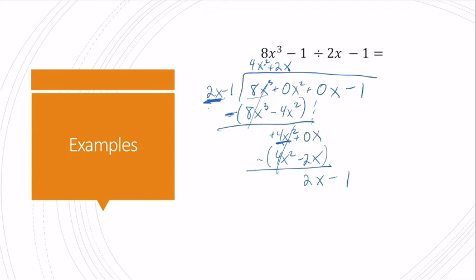2x minus 1. What do I multiply 2x by to make it look like 2x? Well, the answer is just going to be 1. So 1 times 2x is 2x. 1 times negative 1 is negative 1. When I subtract, I have a remainder of 0. Okay? So that gives me that my quotient is 4x squared plus 2x plus 1.